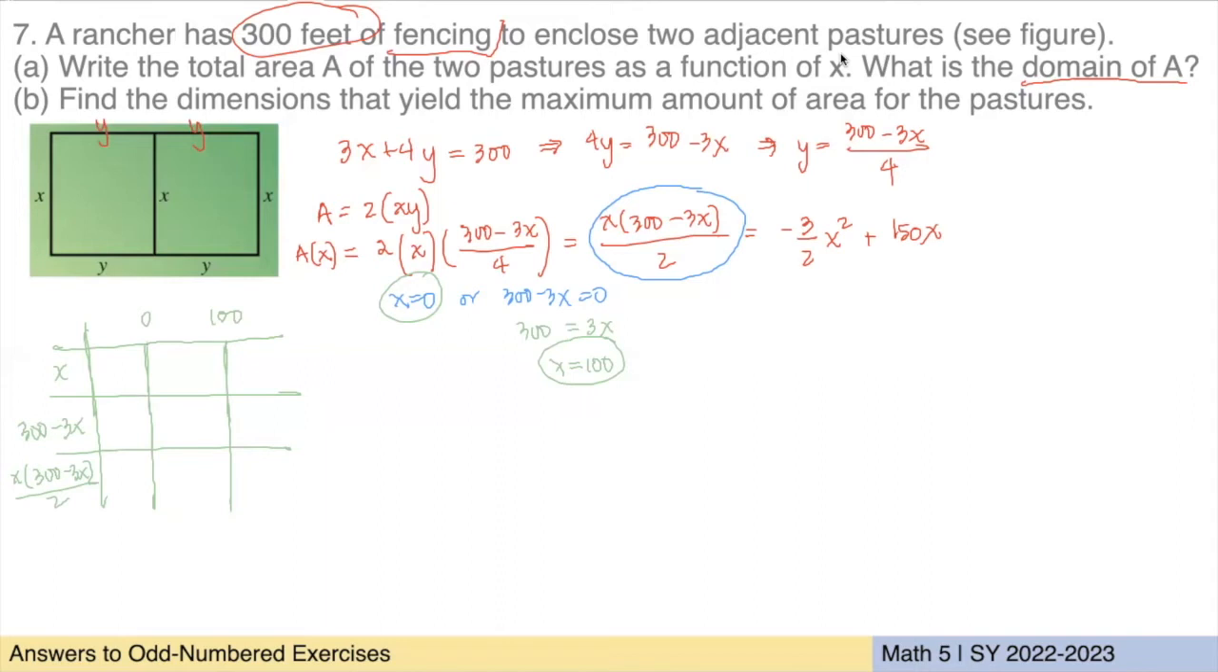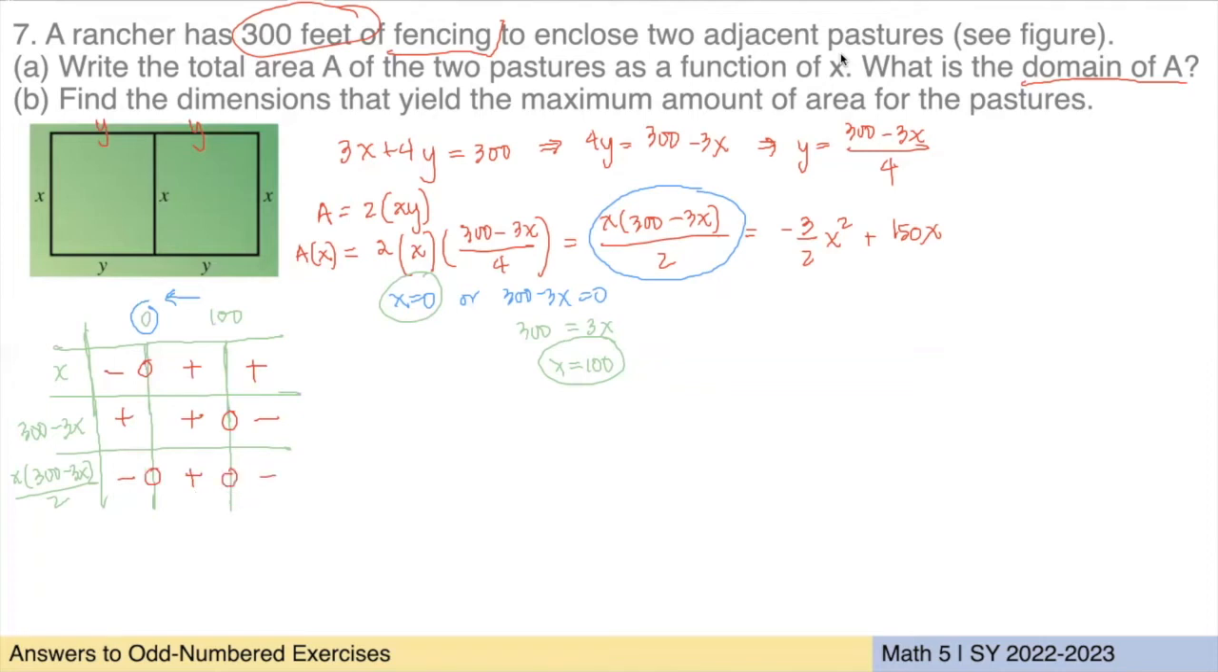Notice that even if we divide it by 2, there won't be much change in the signs because 2 is a positive number. Anyway, going further in our table of signs, this should be 0 and this should also be 0. On the left of 0, of course, x is negative. And on the left of 100, for example, let's consider 0, we see that the expression 300 minus 3x becomes positive. And on the right, it is negative. We simplify this: negative, 0, positive, 0, negative.